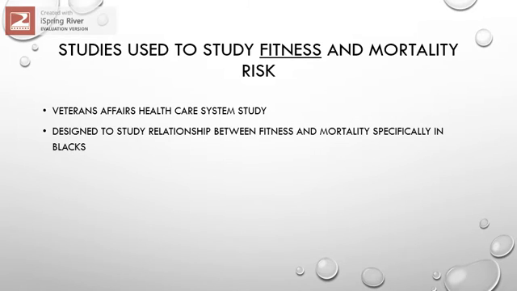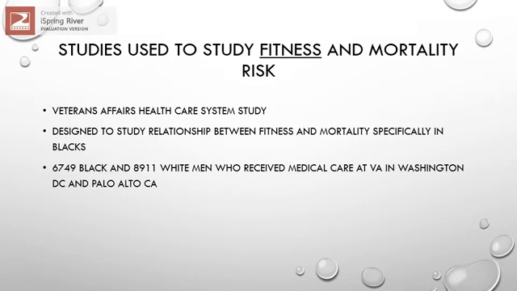Another study that's looked at this is the Veterans Affairs Healthcare System Study. This study was specifically used to look at the relationship between fitness and mortality in blacks because most of the data was done in white populations. So they studied about 6,700 black and 8,900 white men who received medical care at the Veterans Affairs hospitals in Washington, D.C. and Palo Alto, California.